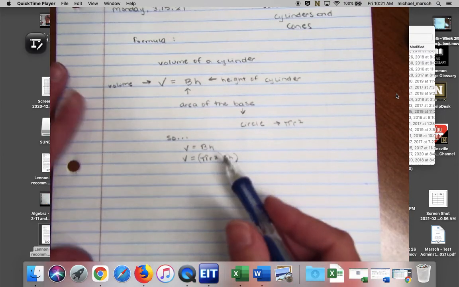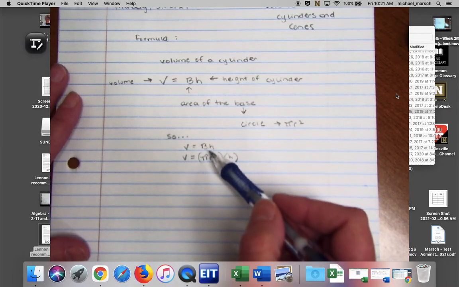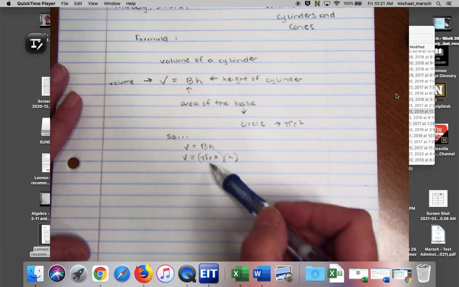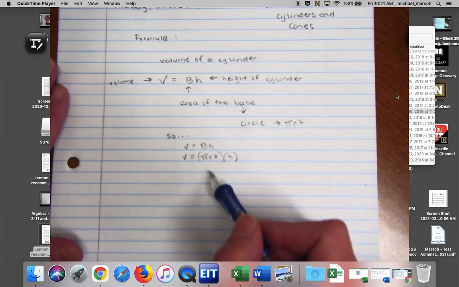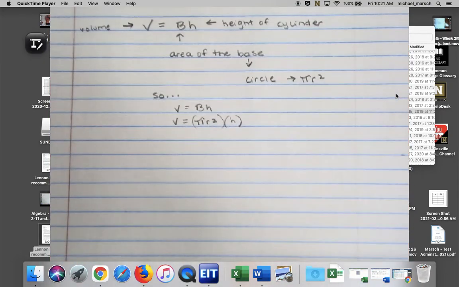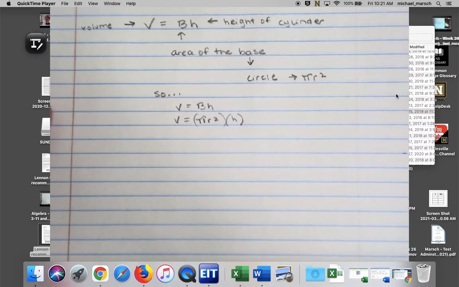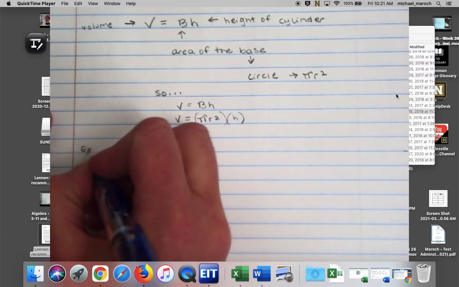Okay, so given whatever shape we have, this capital B is interchangeable. If our base was a triangle, the area of the base would be something different because the area of a triangle is not found by pi r squared. So we're going to jump into a couple of examples here. And I'm going to be showing you how to solve approximate values and exact values.